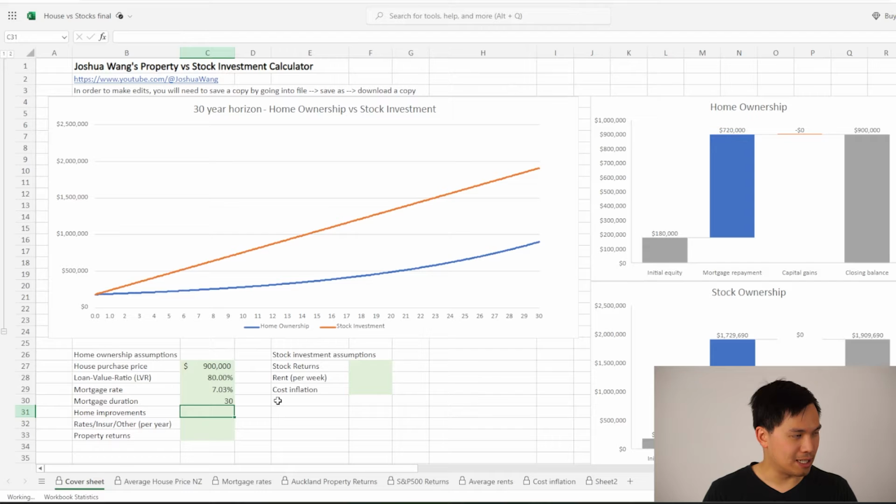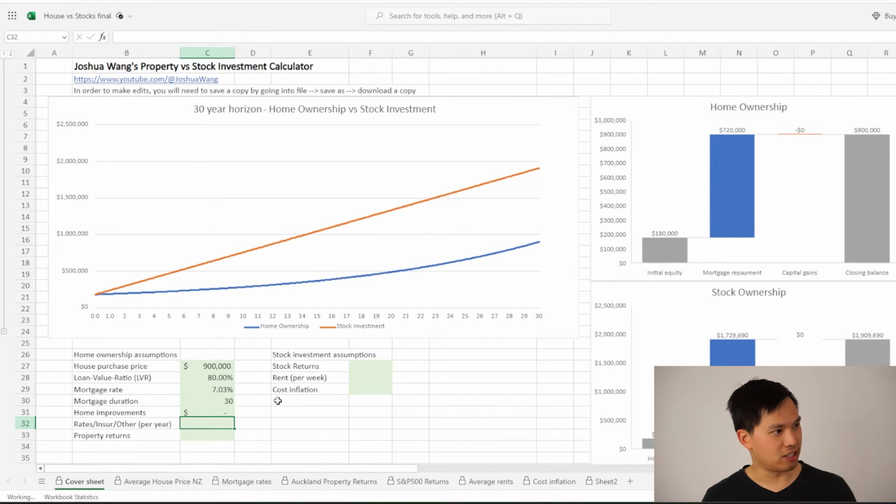Home improvements assumption over here is referring to the cost that you'll need to spend when you move into a house to make it livable. So for example, if you bought a house for 900,000 and the bathroom is broken, you need to spend 30,000, then you input that over here. But for this case, I'm just going to put 0, assuming that there's no improvements, but that's up to you to change and play around with.